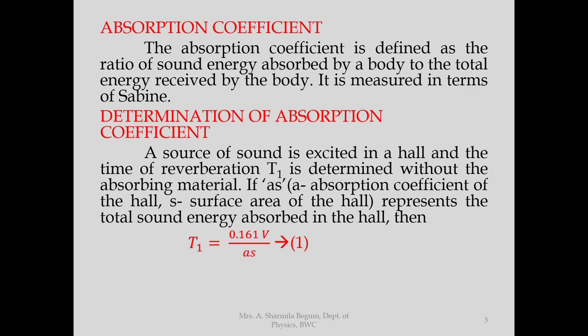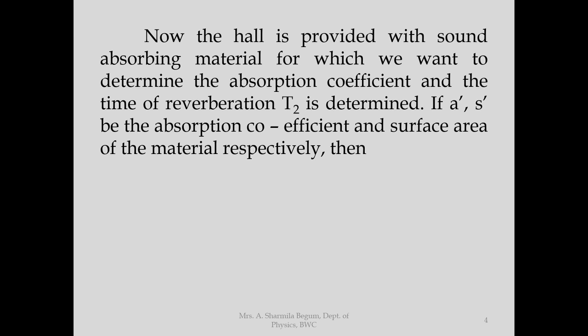Now, from Sabine's reverberation formula, we know T is equal to 0.161 V by AS, and the reverberation time for the building without any absorbing material is T1 is equal to 0.161 V divided by AS, where V is the volume of the hall, A the absorption coefficient of the hall and S is the surface area of the hall. Now, let us fill the hall with the absorbing material for which we want to find the absorption coefficient, and then let us excite the sound again and find out the reverberation time, which we denote as T2.